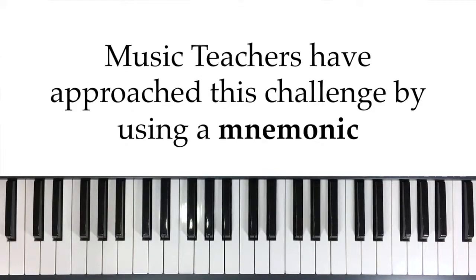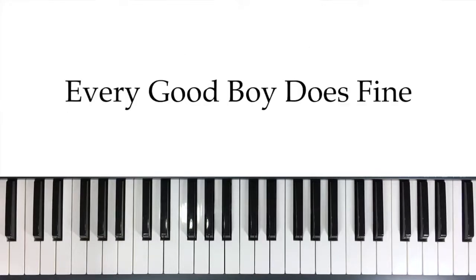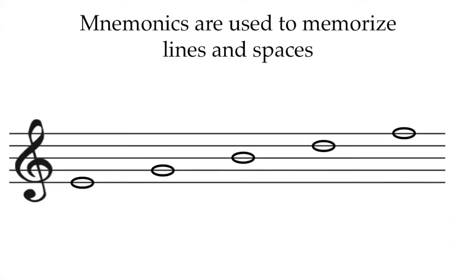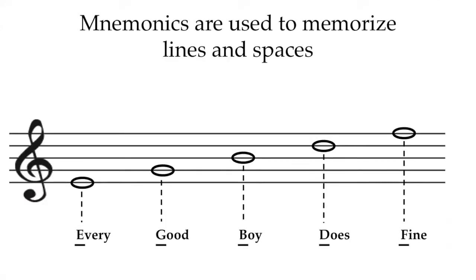How music teachers have approached this challenge is by giving students mnemonics to memorize, like "every good boy does fine." Memorizing that phrase helps you memorize that the 5 lines of treble clef are E, G, B, D, F. And the spaces are face, F-A-C-E. The bass clef also has its own mnemonics to help you memorize the lines and spaces there as well.